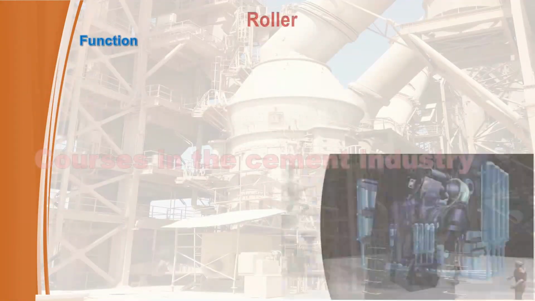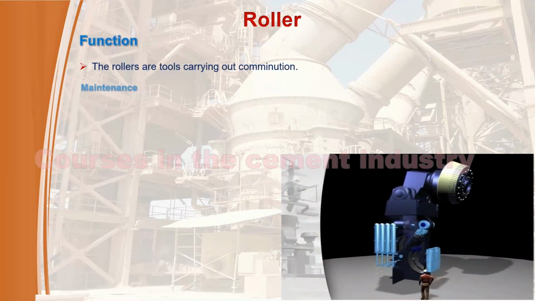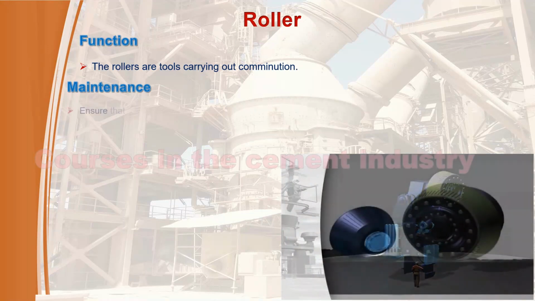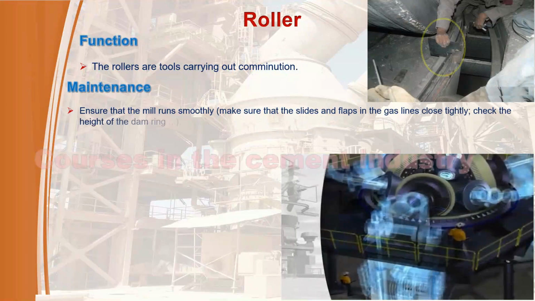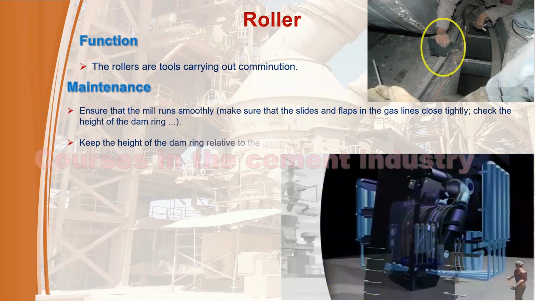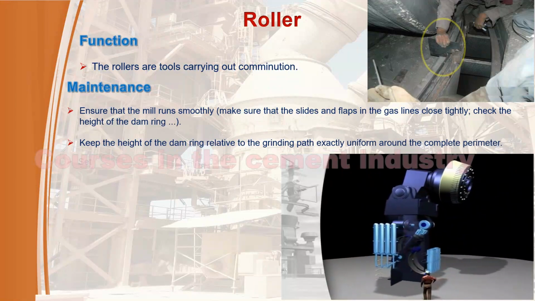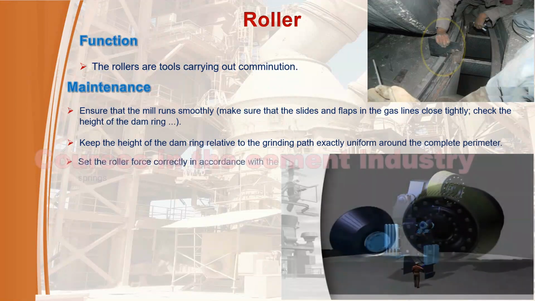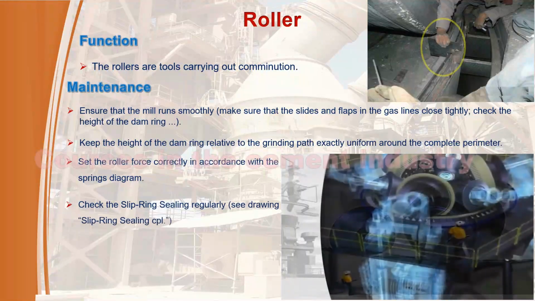Function 4. Roller. The rollers are tools carrying out comminution. Maintenance. 1. To ensure that the mill runs smoothly, make sure that the slides and flaps in the gas lines close tightly, and check the height of the dam ring. 2. Keep the height of the dam ring relative to the grinding path exactly uniform around the complete perimeter. 3. Set the roller force correctly in accordance with the springs diagram. 4. Check the slip ring sealing regularly, see drawing slip ring sealing.